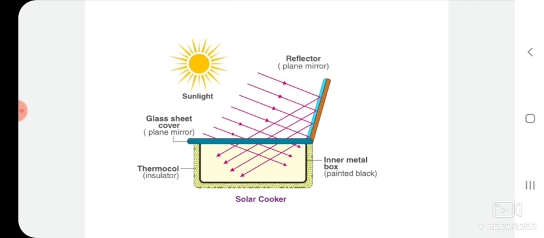There are several types of solar cookers available in the market. If we see this slide, this solar cooker is a box type solar cooker. It is the most commonly used form of solar cooker. In this section, we will discuss the construction and working principle of the box type solar cooker only.